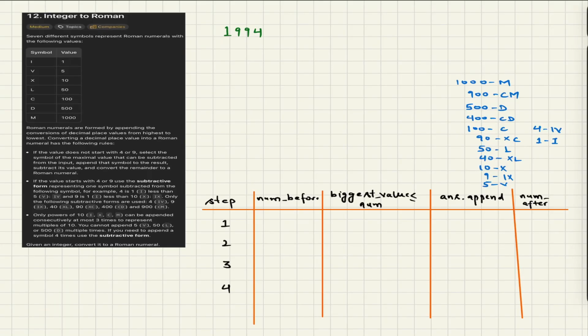Hi everyone, this is LeetCode problem number 12, integer to Roman. In this we are given a number and we are asked to find the corresponding Roman numeral for it.